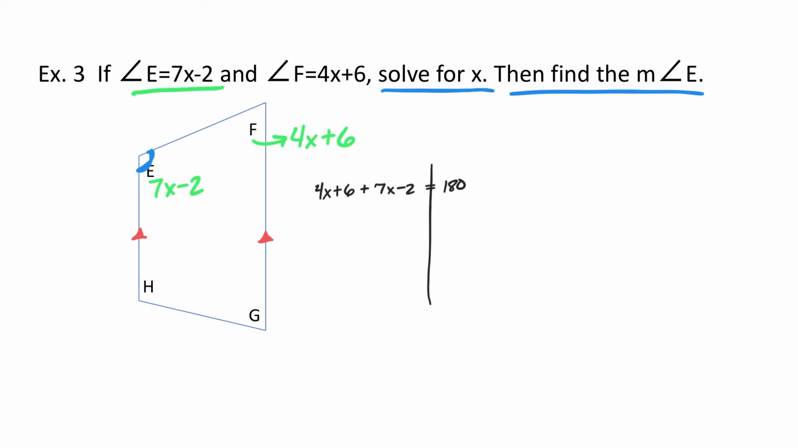Now we just have to do our algebra. We have terms that are alike on the same side here, 4x and 7x, combine to give us 11x. We also see that 6 minus 2 is going to give us a value of positive 4. And we will subtract the 4 away.